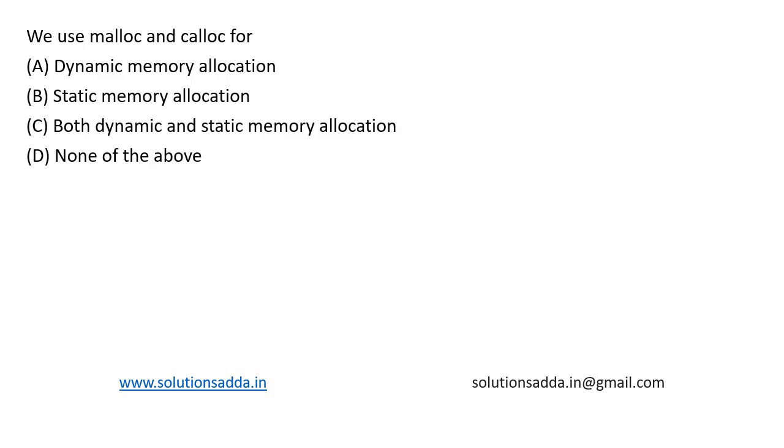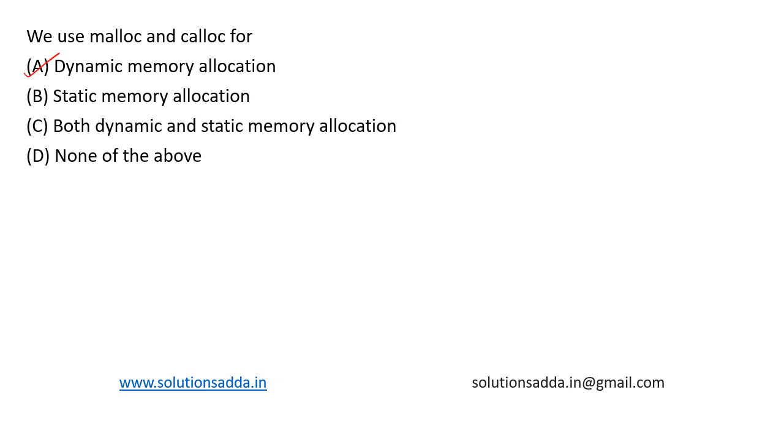This is a question from operating system. malloc and calloc is used for, and four options are given. Dynamic memory allocation, static memory allocation, both dynamic and static memory allocation, and none of the above. malloc and calloc are both used for dynamic memory allocation. So option A is the correct answer.